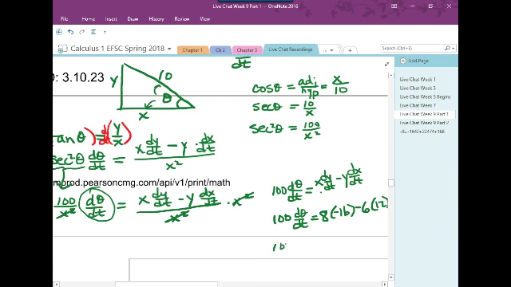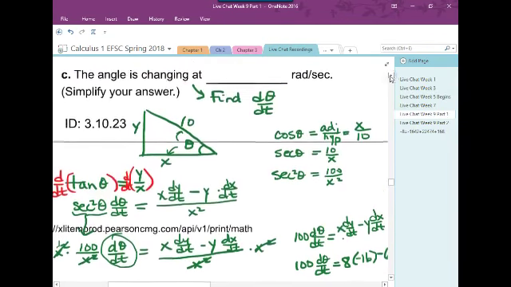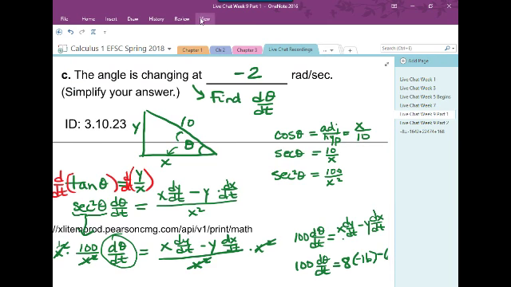So that means 100 d theta dt equals, that's going to add up to negative 200. So d theta dt, if you divide both sides by 100, will be negative 2, and that's going to be in radians per second. So let's go ahead and put that in there, negative 2 radians per second.